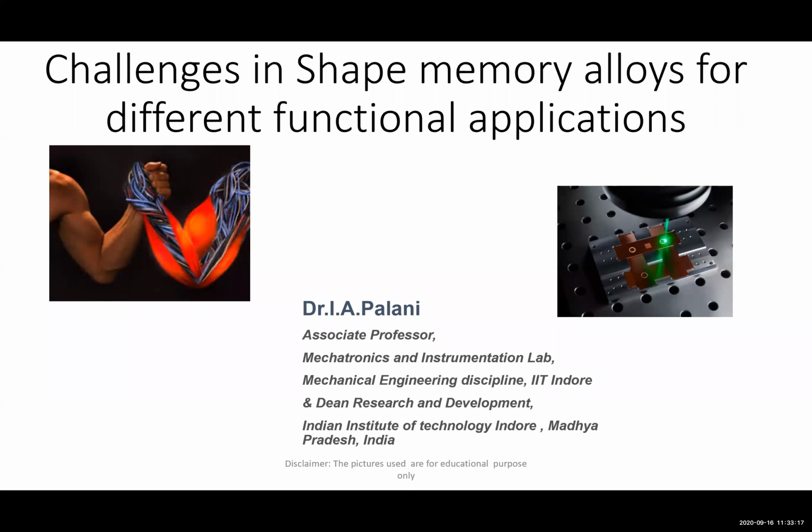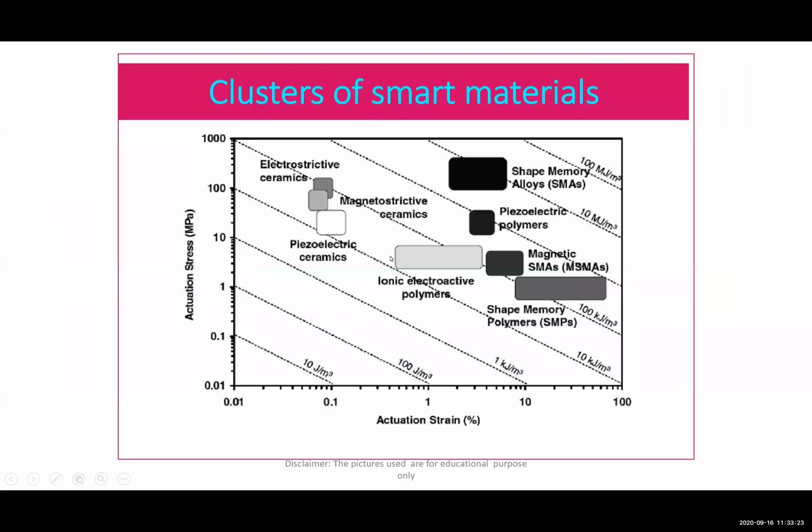I'll be discussing the different case studies which we have demonstrated in our laboratory with respect to shape memory alloys. Before going into this, as far as these shape memory alloys are concerned, they come under the category called smart materials. These smart materials behave in a different way compared to other conventional materials. In the case of conventional materials, it has its own peculiarity, whereas in the case of smart materials, there is a kind of actuation behavior and a kind of response behavior which comes into the picture.